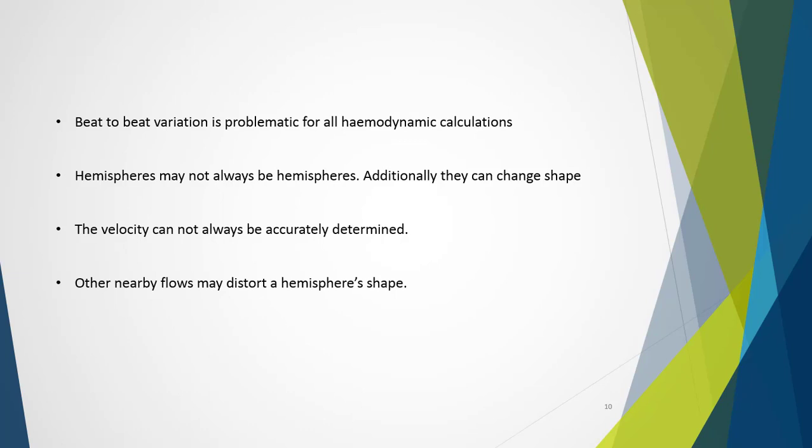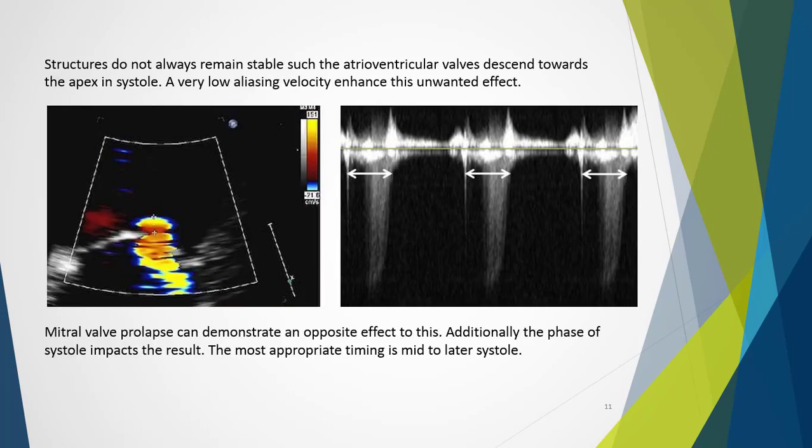The user may also be wary of other flows that may influence the hemisphere shape. High velocities through the LVOT, which may be seen in systolic flow obstruction or vigorous systolic function. The LVOT flow may contaminate the MR flow convergence and lead to the formation of a distorted hemisphere.